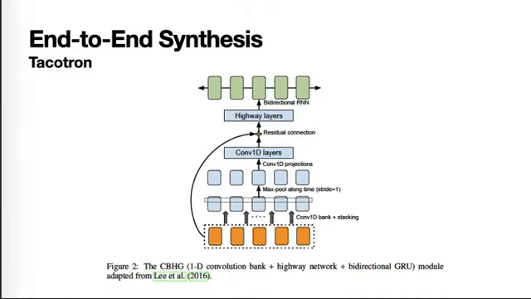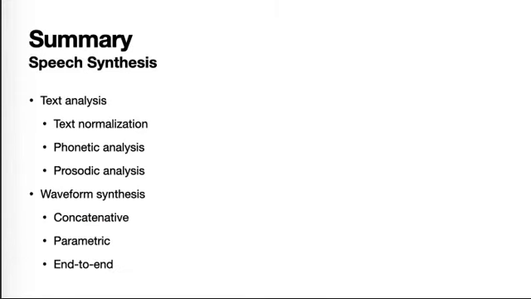So it uses these CBHG modules that are based on one-dimensional convolutional neural networks, highway networks, and bidirectional GRUs. As a summary, we have talked about the two phases of speech synthesis, text analysis and waveform synthesis. For text analysis, we talked about the normalization of text, the phonetic analysis, which converts normalized text to phonemes, prosodic analysis, which adds the markers for prosody, and then waveform synthesis, we talked about different approaches like concatenative, parametric, and end-to-end methods based on deep learning.